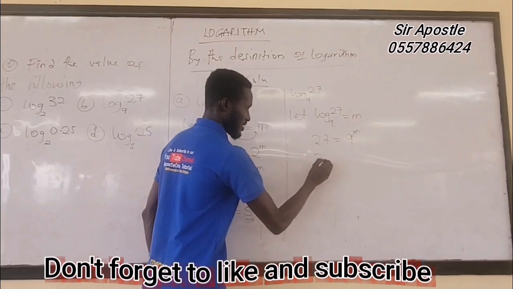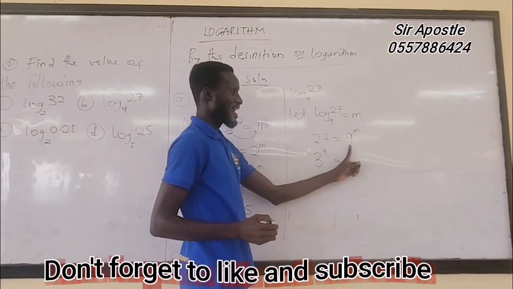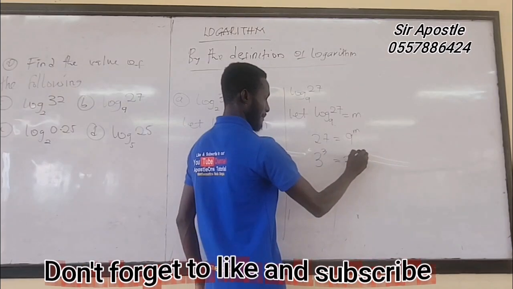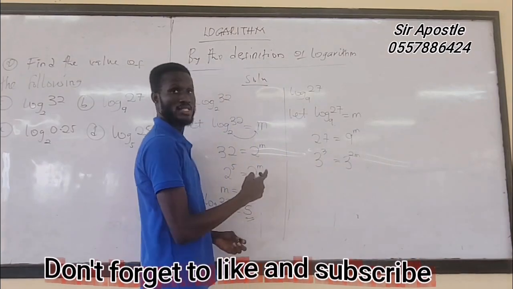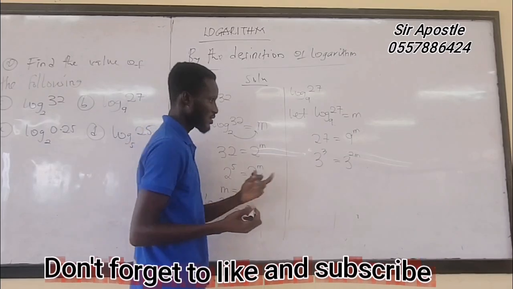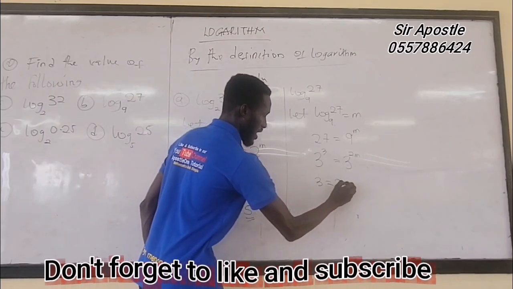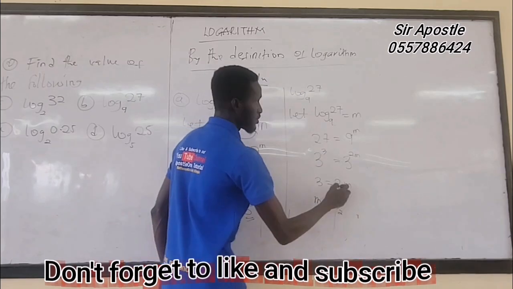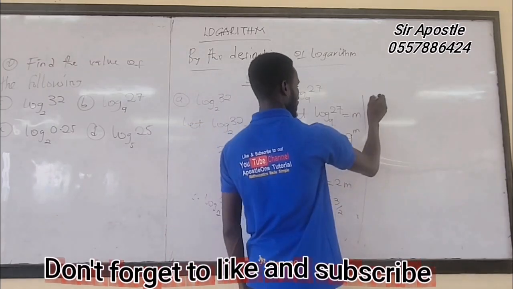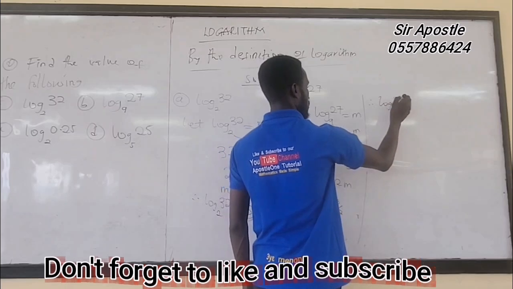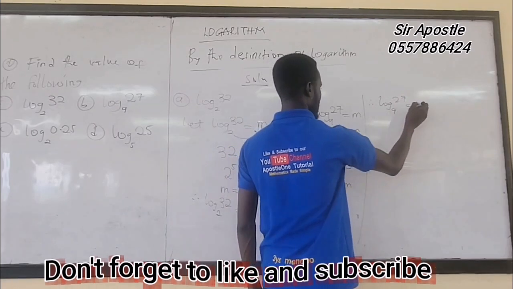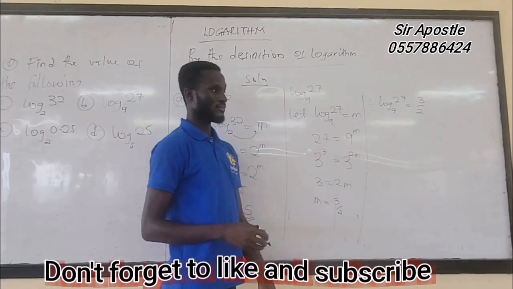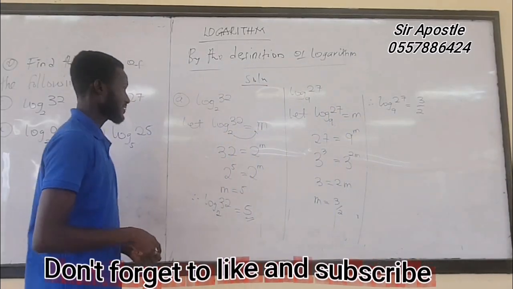So the 27 is the same as 3 exponent 3. The 9 is the same as 3 exponent 2. So we have 3 exponent 2, the 2 can multiply m like this. Now, since the bases are the same, it means the exponents are also the same. So we're going to have 3 is equal to 2m. Divide both sides by 2. M is equal to 3 out of 2. So therefore, log 27 base 9 is the same as 3 out of 2. You see how it's number like this?